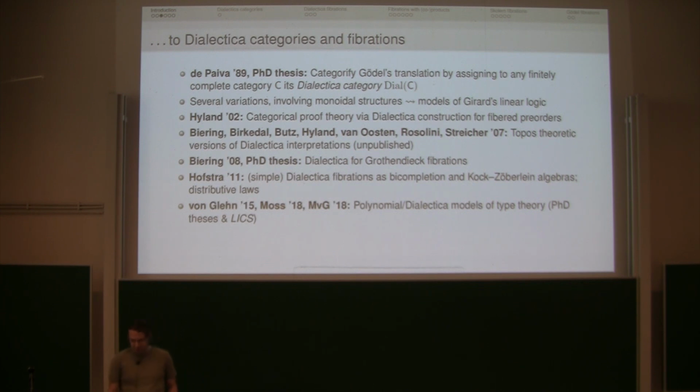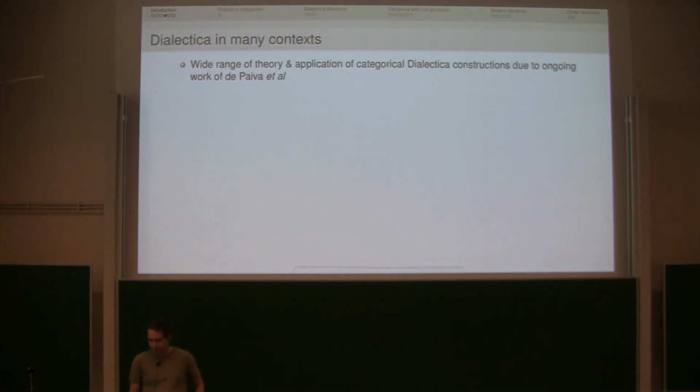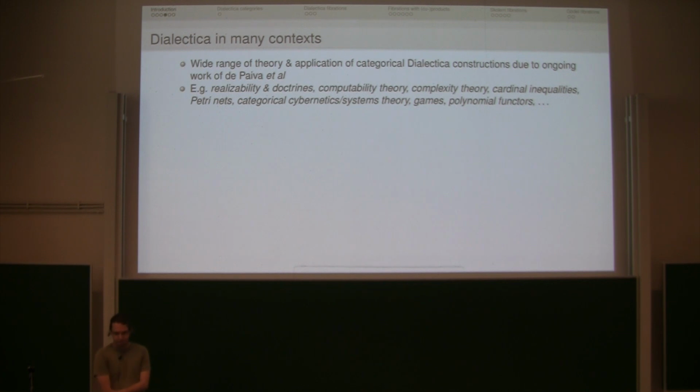There's been some comprehensive follow-up work by von Glehn and Moss in their PhD thesis and the Wicks paper on polynomial models of type theory that also use and generalize these dialectical constructions. And there's another polycategorical version of dialectica due to Schumann. And the story goes even further, so there are definitely some more examples, some of which you can list here.